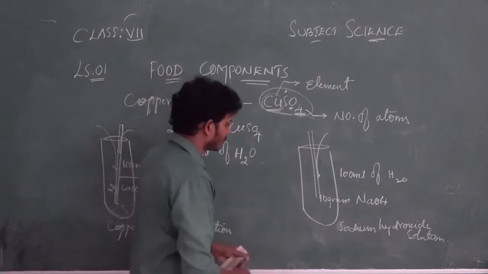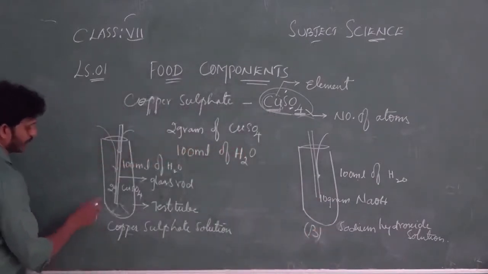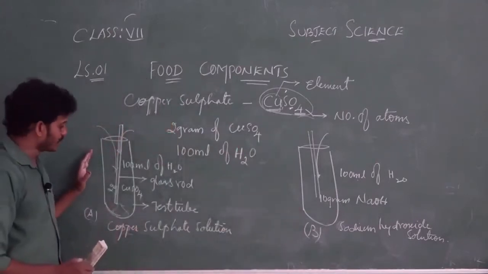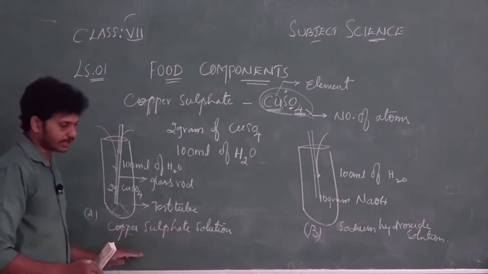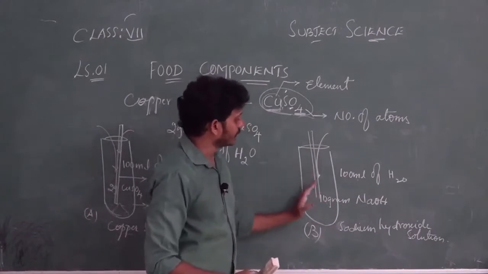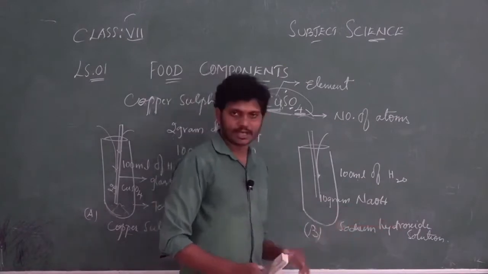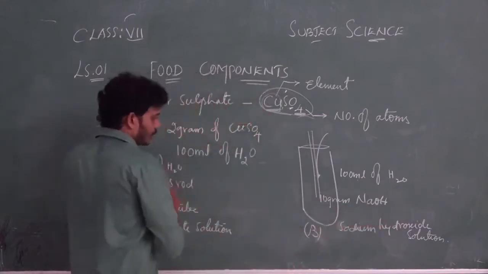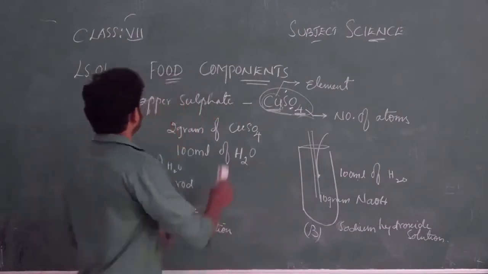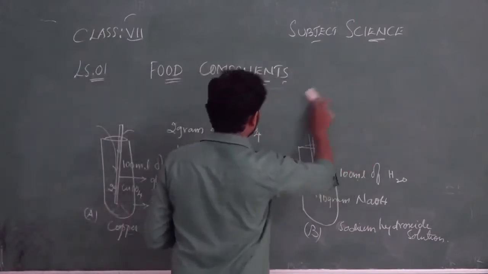Whereas this is in test tube B. Let's label this as B and label this as A. Test tube A and test tube B. In test tube A, which solution is present? Copper sulfate solution is present. In test tube B, which solution is present? 10% sodium hydroxide solution is present. Now place this aside. Let's go for the test.